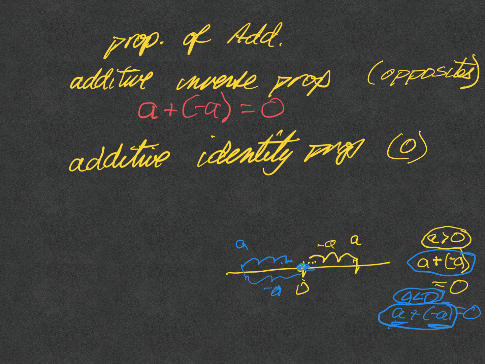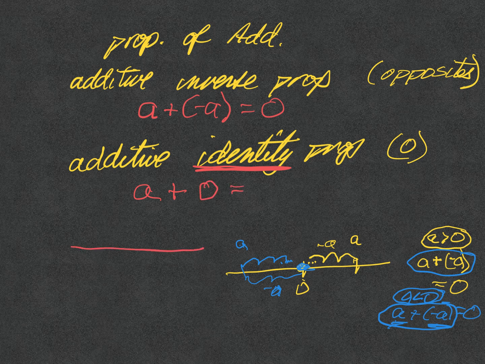What's the additive identity property? Well, the additive identity preserves the identity of a number. So what we're looking at is something like this. What if a, any number now, positive or negative, and I add 0 to it? What's that going to be?